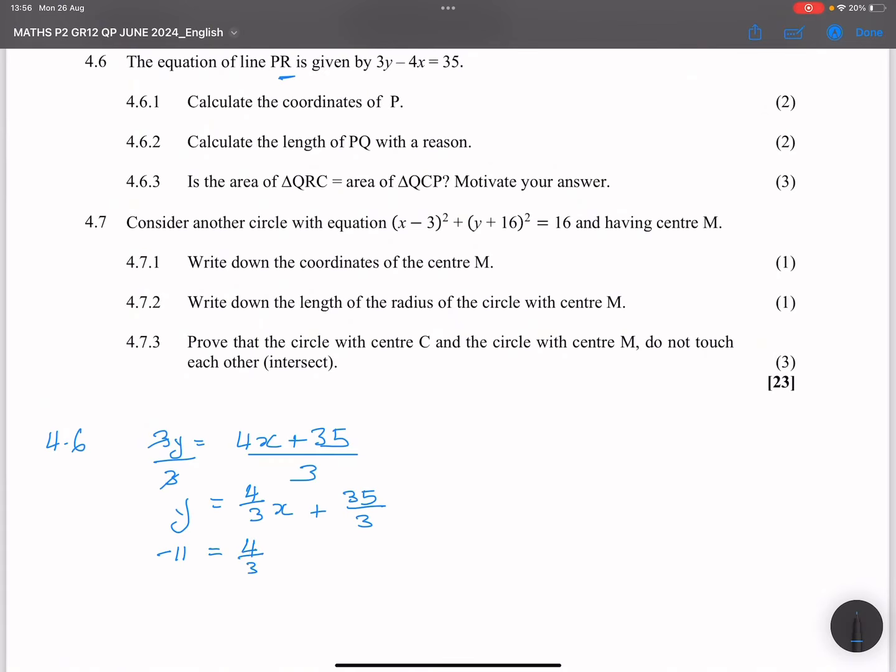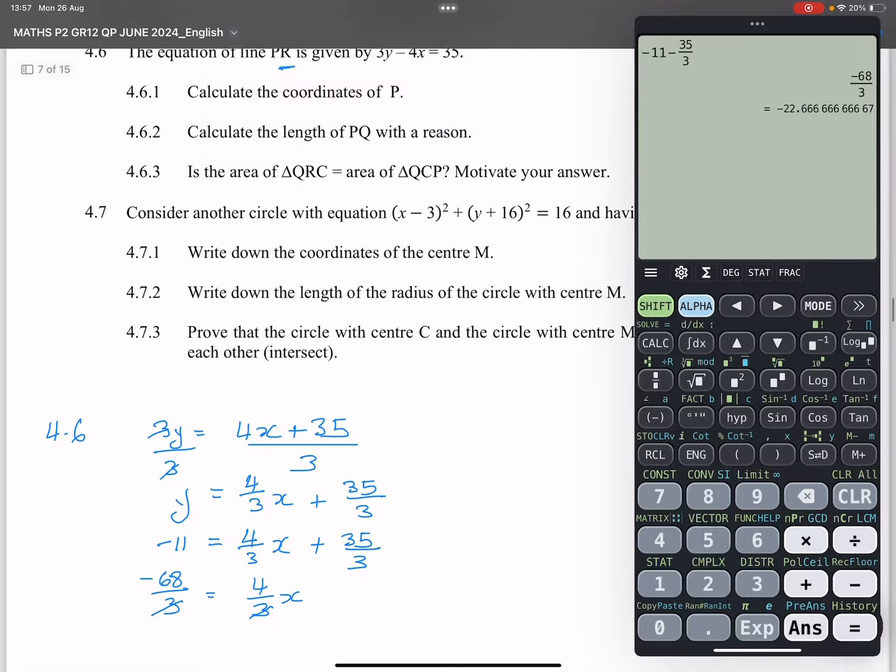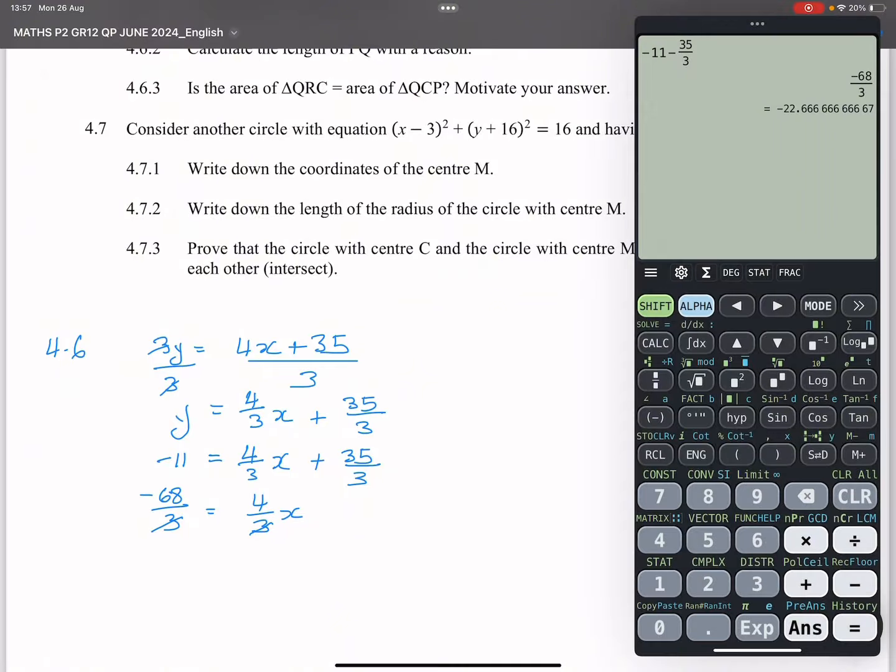So negative 11 is equal to 4 over 3x plus 35 over 3. Let's try and work that out. So negative 11 minus 35 over 3, we get negative 68 over 3, which is equal to 4 over 3x. Now our denominators are exactly the same, so we can drop them. So I'm left with negative 68 divided by 4. Or you could have just simply said we multiply by 3 over 4, the inverse of x.